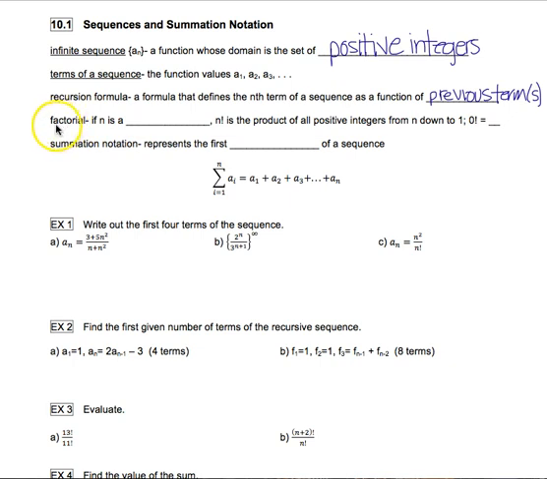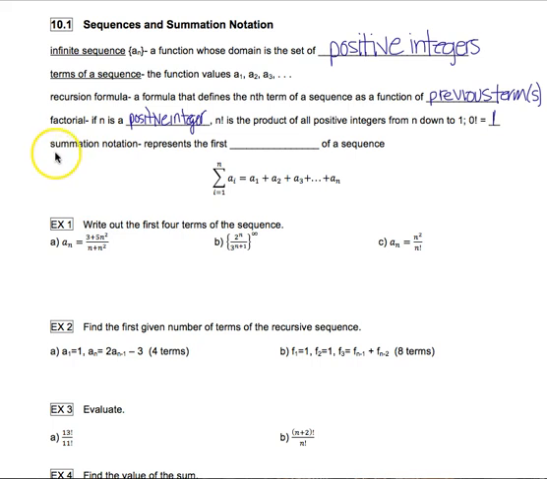Factorial: if n is a positive integer, then n factorial, so the factorial symbol is an exclamation point. We're not just really excited about the variable n. So we read this: n factorial is the product of all positive integers from n down to 1. So meaning if you have 5 factorial, it's 5 times 4 times 3 times 2 times 1. Because 0 doesn't fit into that, just so you know, 0 factorial is 1. So that's important to note.